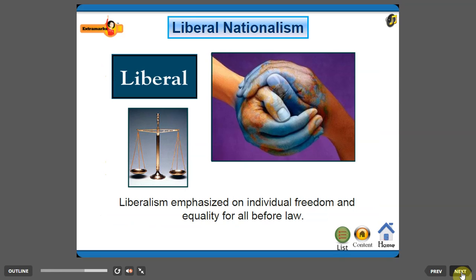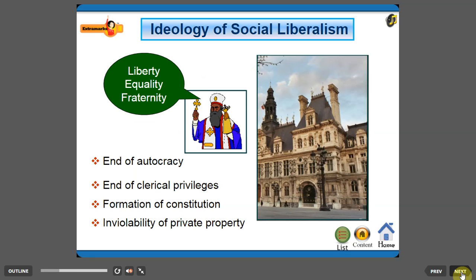Now let's see the meaning of nationalism for different people and different sections. Liberalism. Liberalism was a type of movement created by the educated sections of the society, and they created different meanings according to their needs and demands. This liberalism emphasized individual freedom and equality for all before the law. Now, the ideology of social liberalism. According to the supporters of this, liberalism means end of autocracy, end of clerical privileges, formation of a new constitution, and inviolability of private property. They believed in liberty, equality, and fraternity.